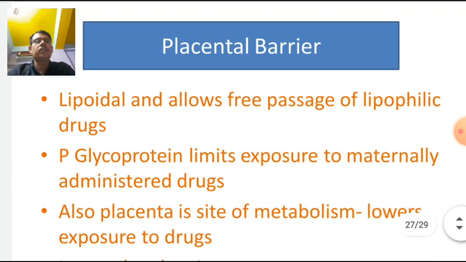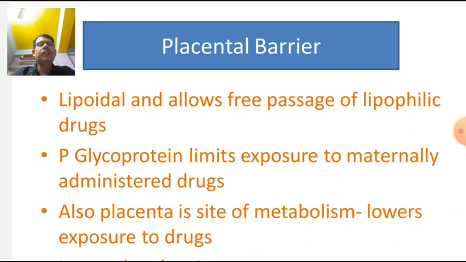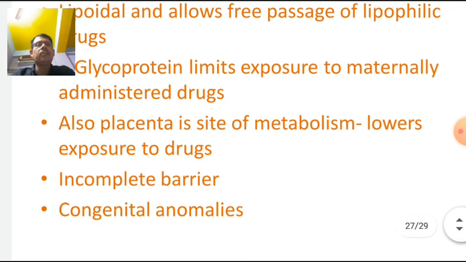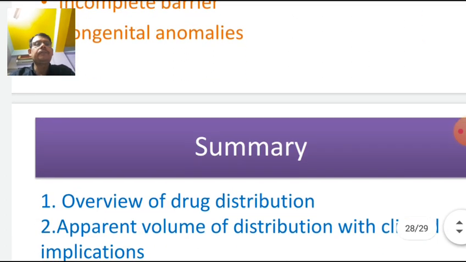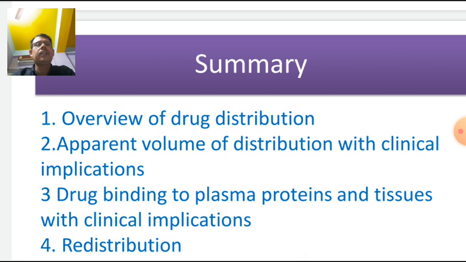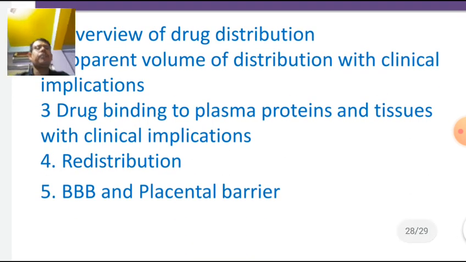Another most important barrier is the placental barrier. Lipoidal and lipophilic substances cross it, and P-glycoprotein limits exposure to maternally administered drugs. The placenta is also a site of metabolism, giving lower exposure to drugs, but it is an incomplete barrier, with a risk of congenital abnormalities. Summary overview of drug distribution: apparent volume of distribution and clinical application, drug binding to plasma protein and tissue, redistribution, the blood-brain barrier and the placental barrier.